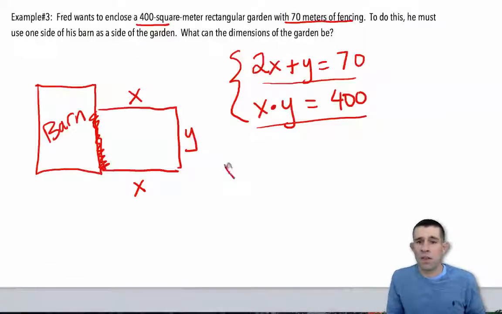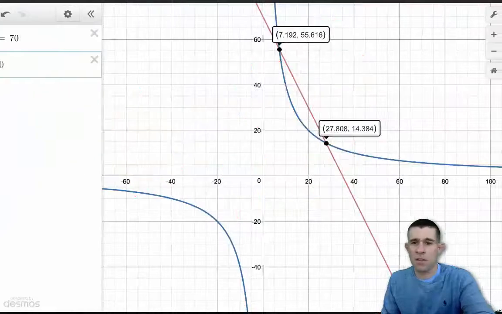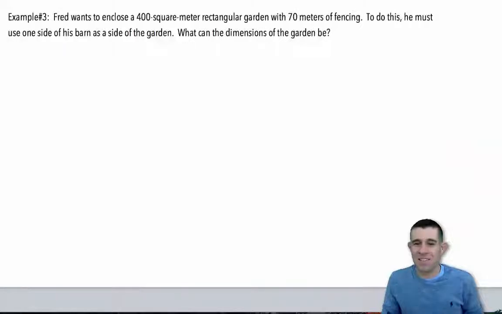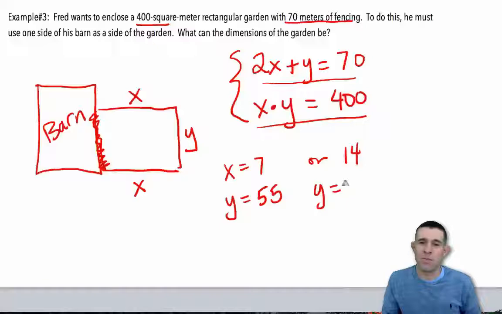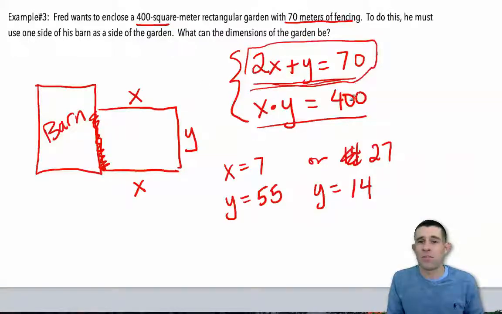I'm going to go ahead and say that x can either equal approximately 7, and therefore y was approximately 55, or x could have equaled 14, while y was equal to, I better go back and check it. I'm sorry, x is 27 and y is 14. Or x was 27 while y was 14. So those are my two options in order to meet this system of equations.